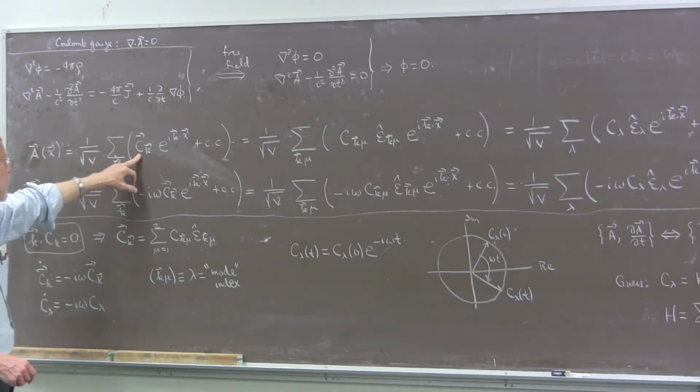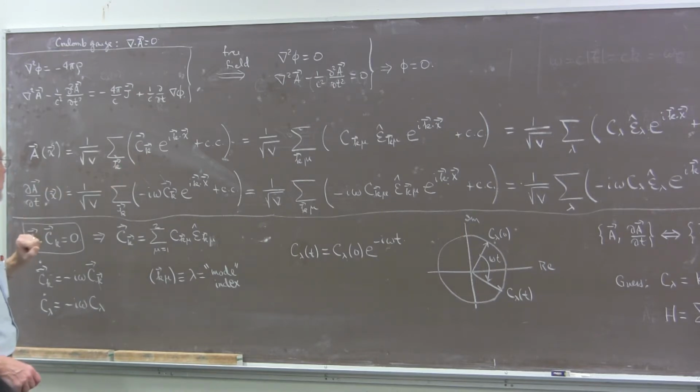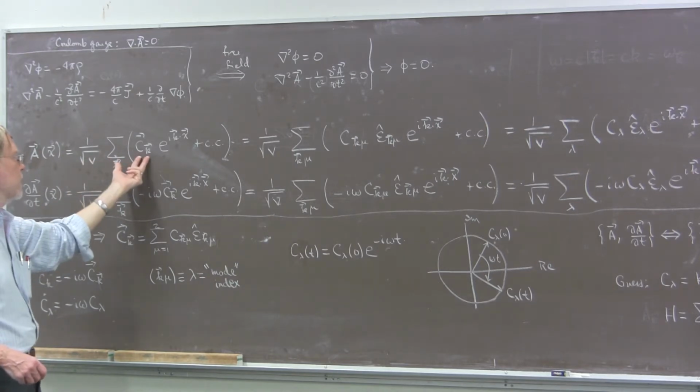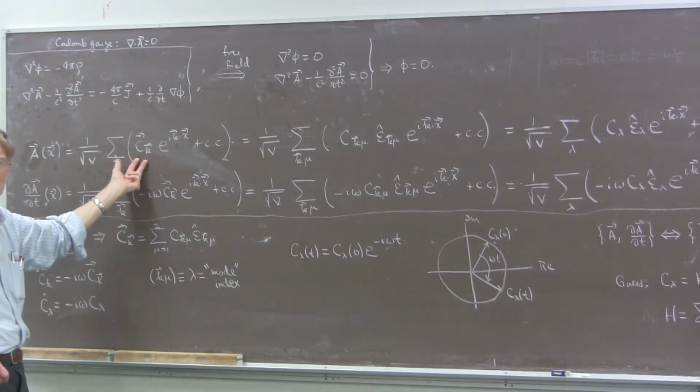In any case, because C is a transverse vector, it lies in the transverse plane in k-space and therefore has only two independent complex components. But the statement then is that a general solution for a vacuum light wave is given by this sum here, in which these C sub k's parameterize the solution.